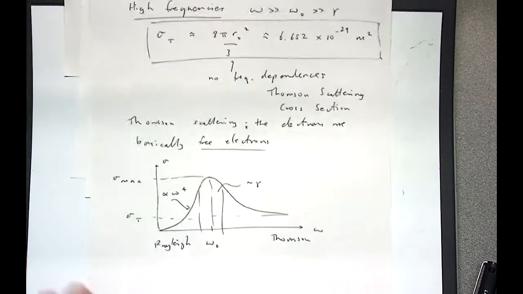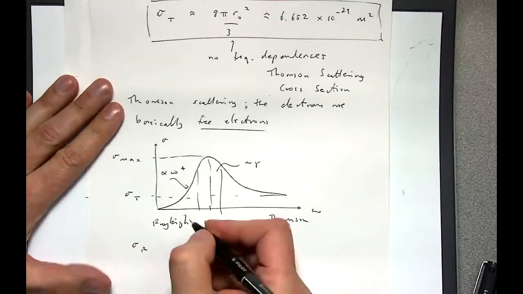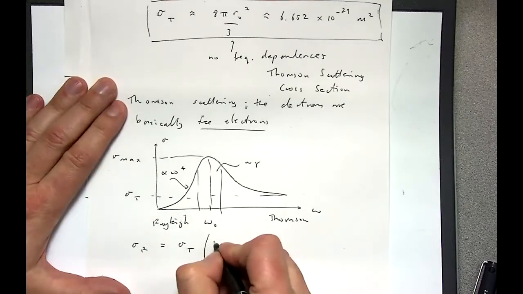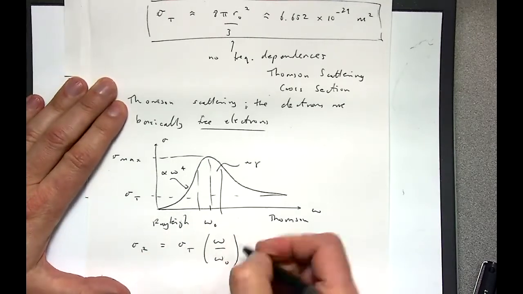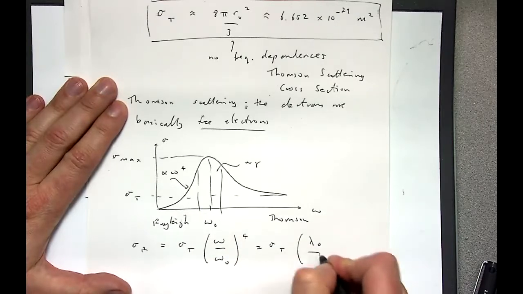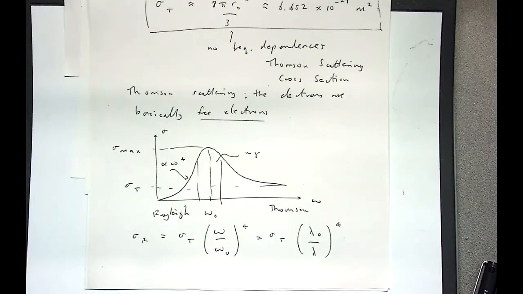And just to finish off, clearly we can write the Rayleigh scattering cross-section in terms of the Thompson scattering cross-section with this extra omega over omega 0 to the fourth bit on top. And I can equivalently write it in terms of wavelength as well. So if I have some kind of characteristic wavelength in the atom, I can calculate the Rayleigh scattering cross-section. Okay? It's kind of nice, that, isn't it?